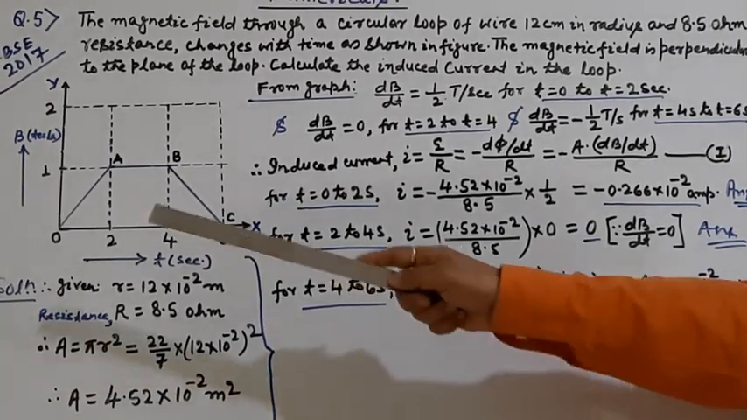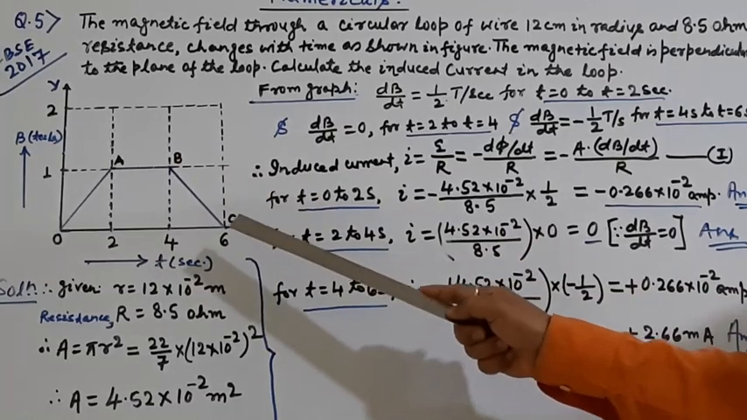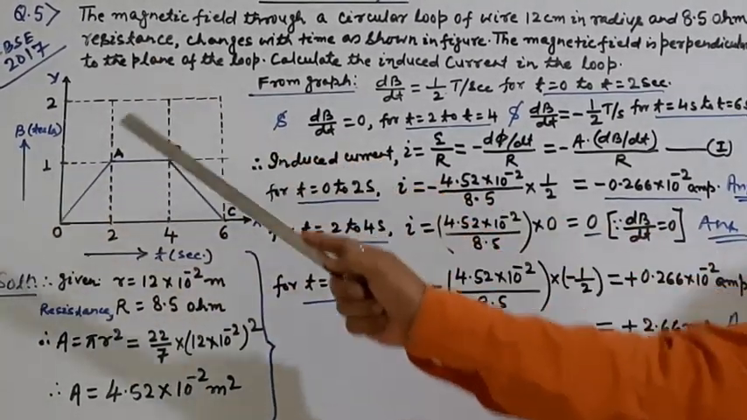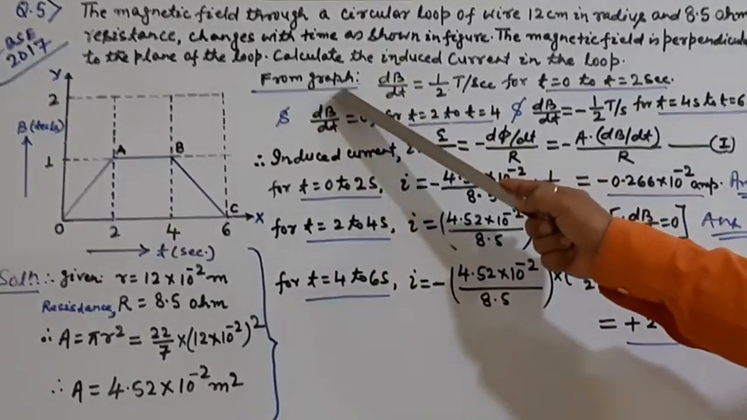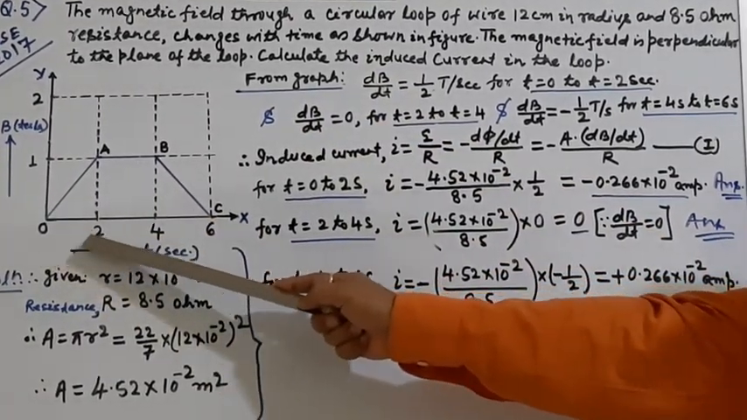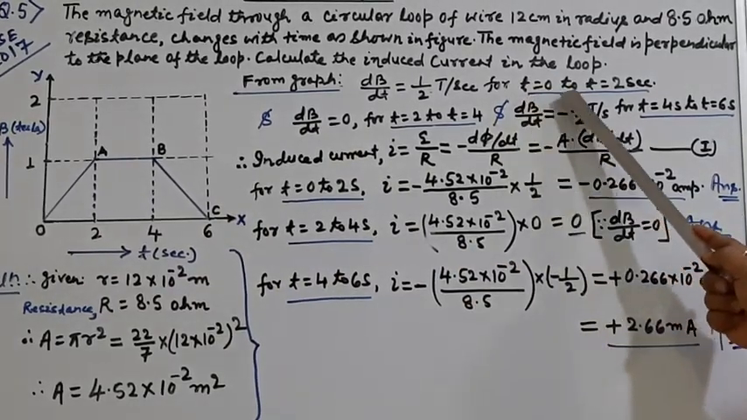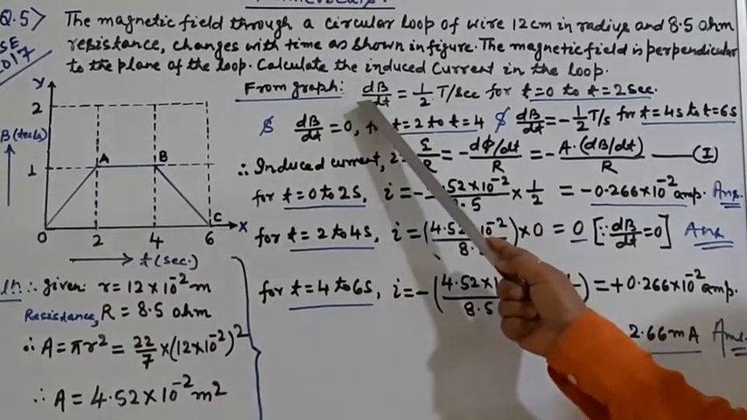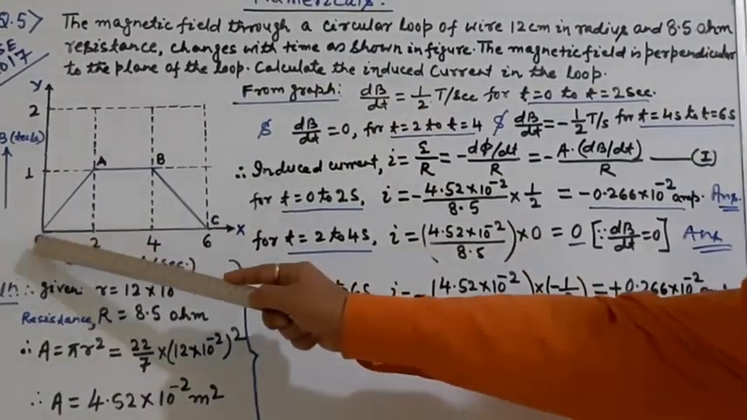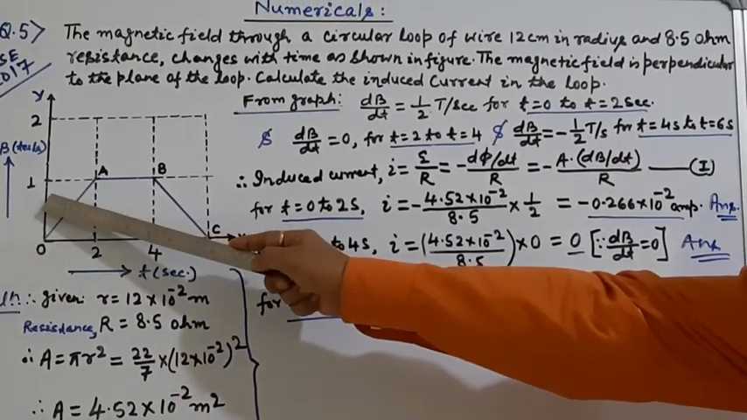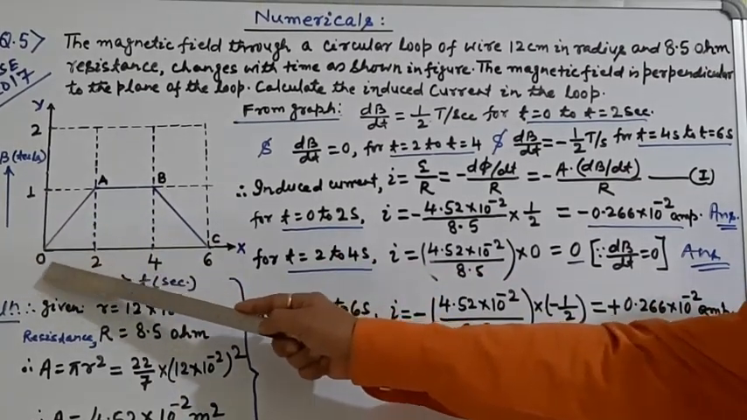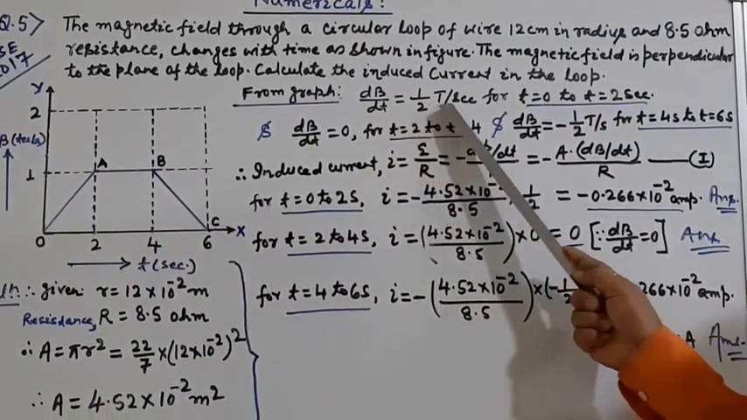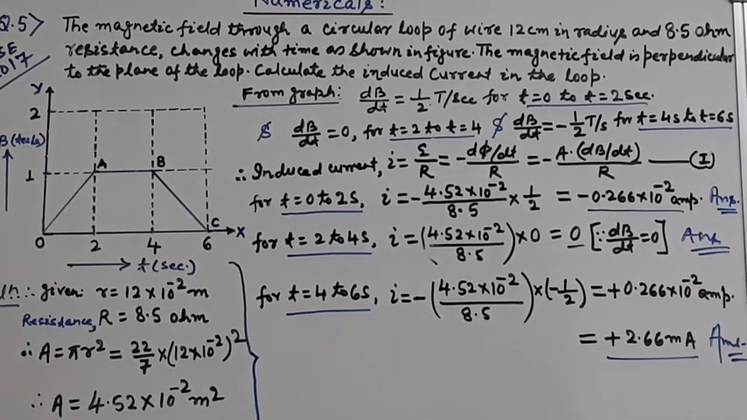First of all, we shall write for the portion OA, AB and BC, what is the change in magnetic field with respect to time. It means dB by dt is what? Here I have mentioned from the graph. For time 0 to 2 seconds, t is equal to 0 to t is equal to 2 seconds, the change in magnetic field by time, dB by dt, is 1 by 2. How 1 by 2? The field is 1 Tesla maximum and time is 0 to 2 seconds from O to A. So dB by dt is 1 by 2 Tesla per second for the first 2 seconds.